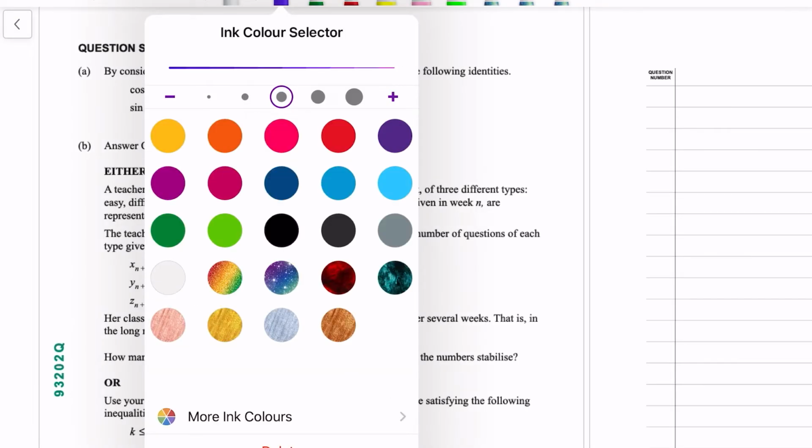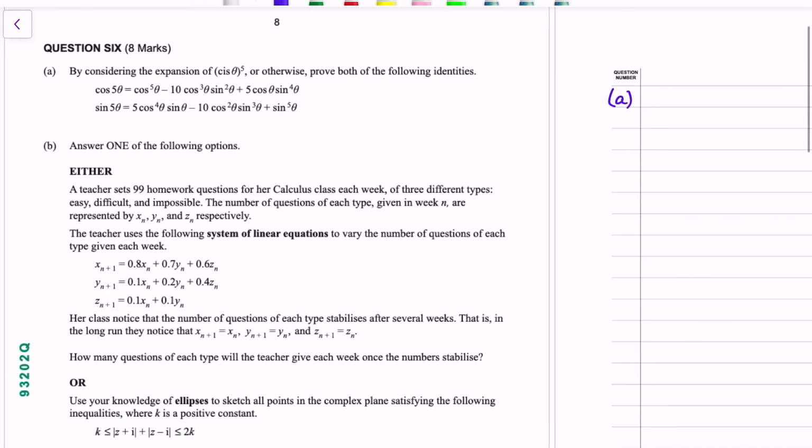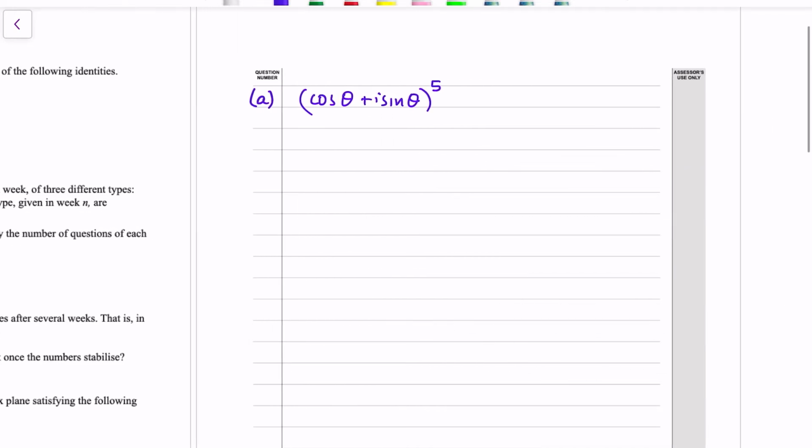Okay, part A. We need to prove these trig identities by considering the expansion of cis theta to the power of 5. It says or otherwise, but we're just going to look at the expansion because it is definitely the easiest way to go about proving these trig identities. Cos theta plus I sine theta to the power of 5. There are two ways of expanding it.